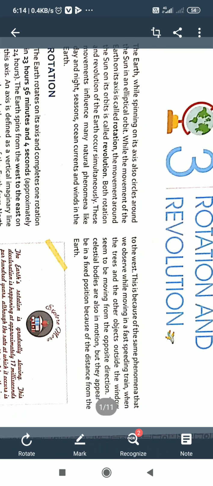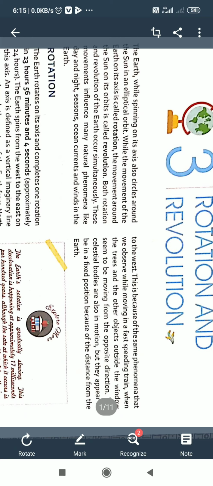While the movement of the earth on its axis is called rotation, the movement around the sun on its orbit is called revolution. Both rotation and revolution of the earth occur simultaneously. These movements influence many natural phenomena like day and night, seasons, ocean currents, and winds on the earth.